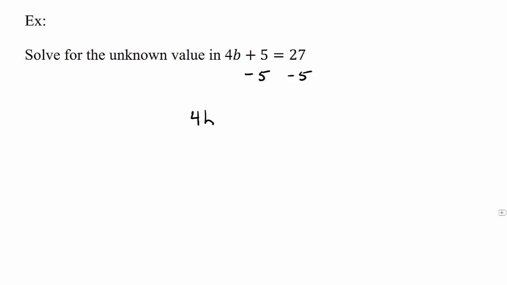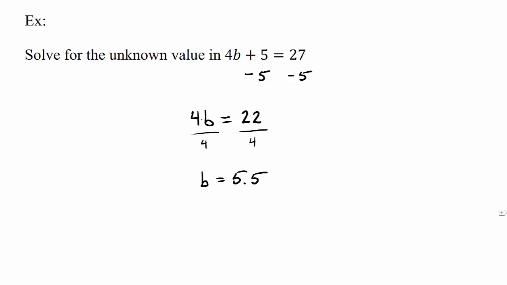And that's going to leave me with 4 times b on the left-hand side. On the right-hand side, I'm going to be left with 27 subtract 5, which is 22. Now I've got 4 times b, so I'm going to divide each side by 4. On the left-hand side, I'm going to just get a b, and on the right-hand side, I'm going to get 22 over 4, and you could reduce fractions or use your calculator, and you will get 5.5.